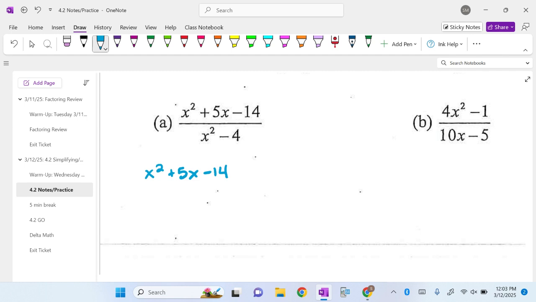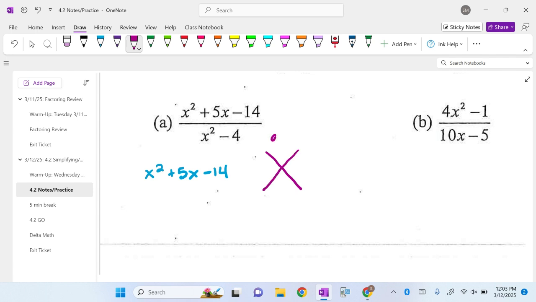So first off, what do I always ask myself if I have a what? A GCF. All right. Do I have a GCF here for x squared plus 5x minus 14? No. So I move on to my factoring. So it's a trinomial. So I know I'm going to have to do big X somewhere.